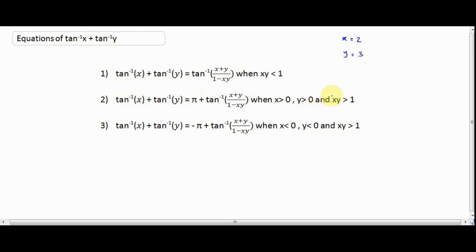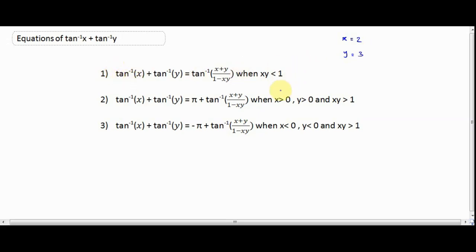Okay, and here the first equation says that tan inverse of x plus tan inverse of y will be equal to tan inverse of x plus y divided by 1 minus x into y. Okay, so this equation is applicable when x into y is less than 1. Okay, in our case x into y will be 2 into 3, that is 6, and it is greater than 1. So we are not going to use the first equation.